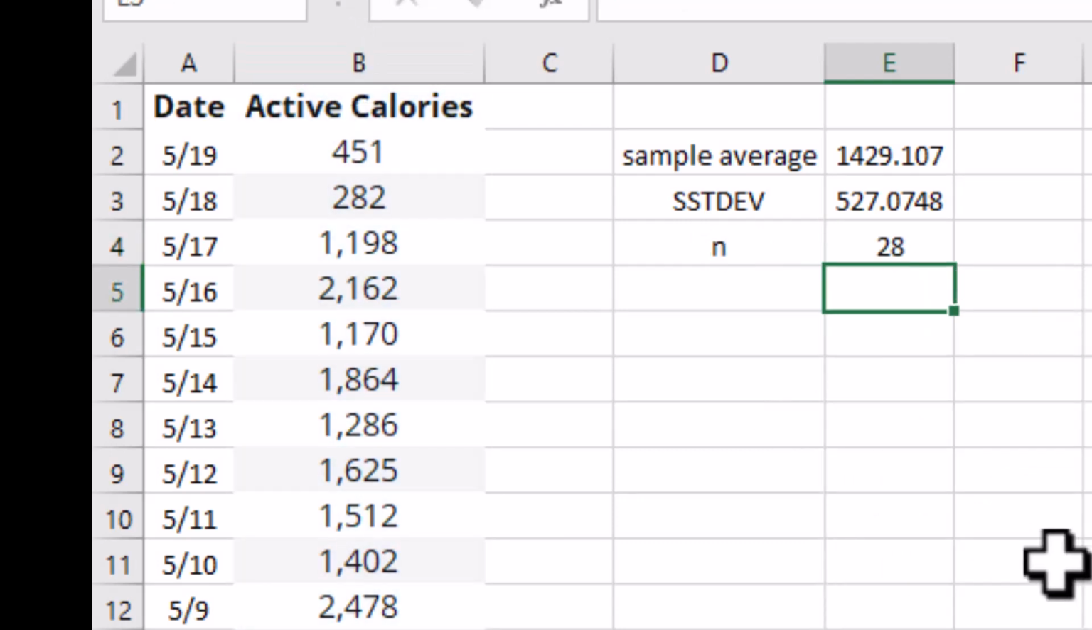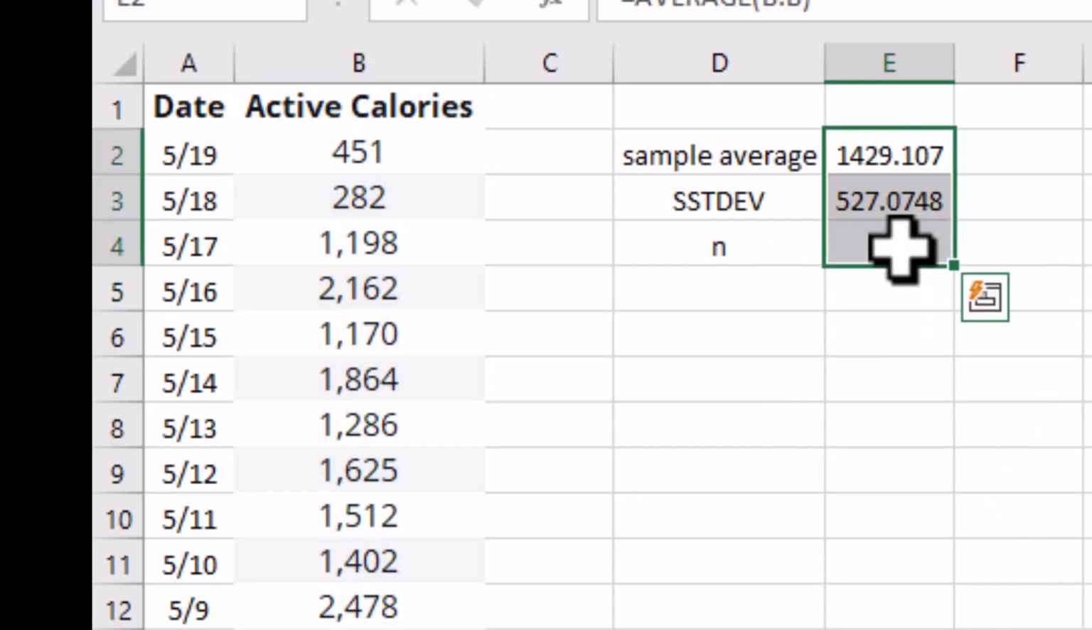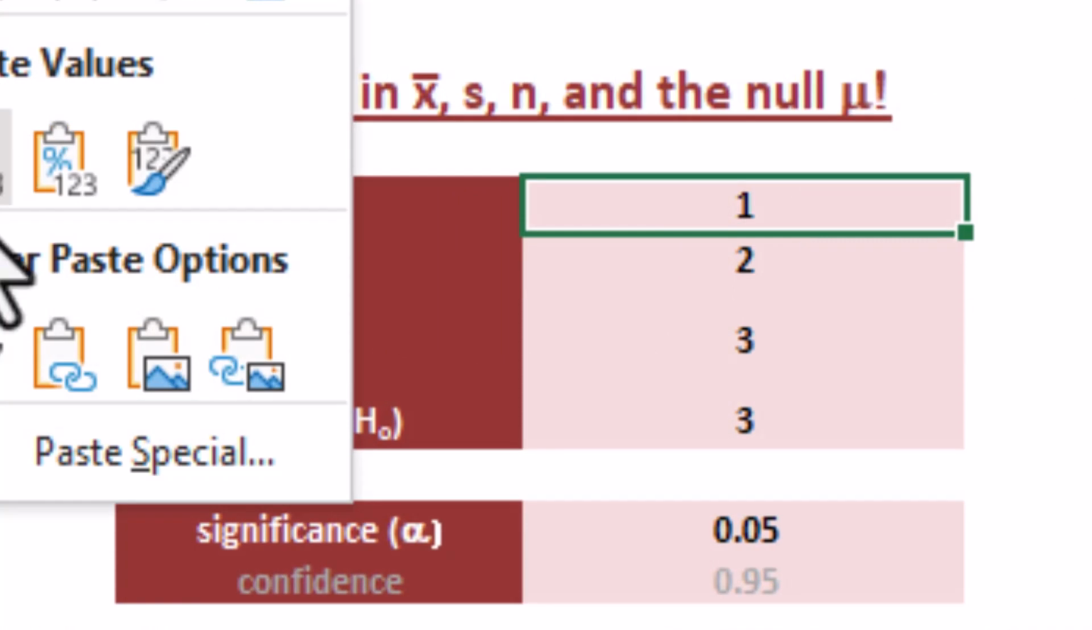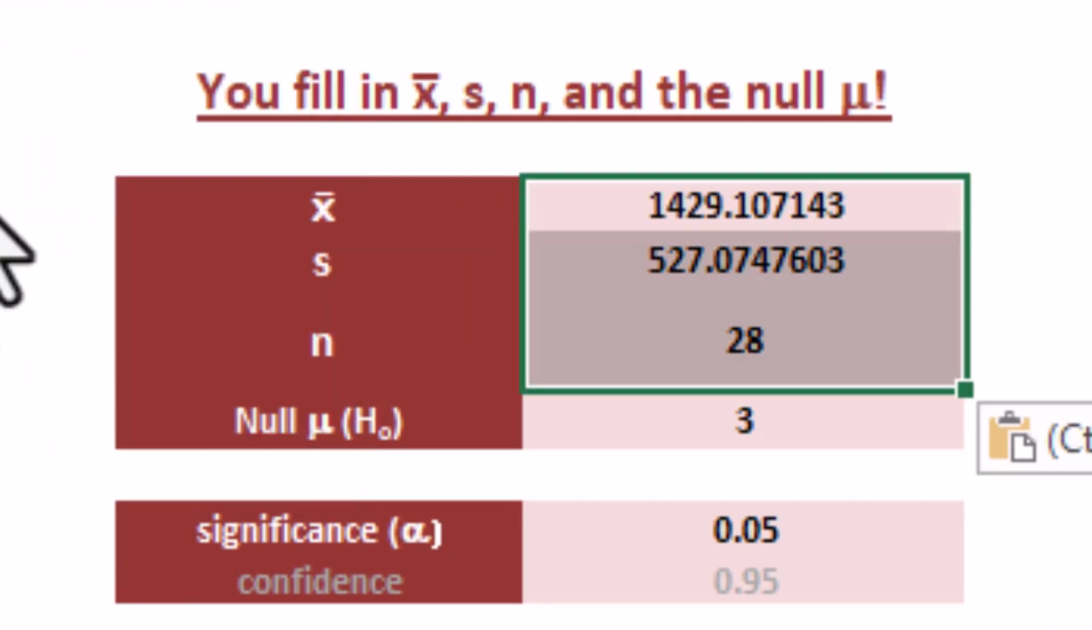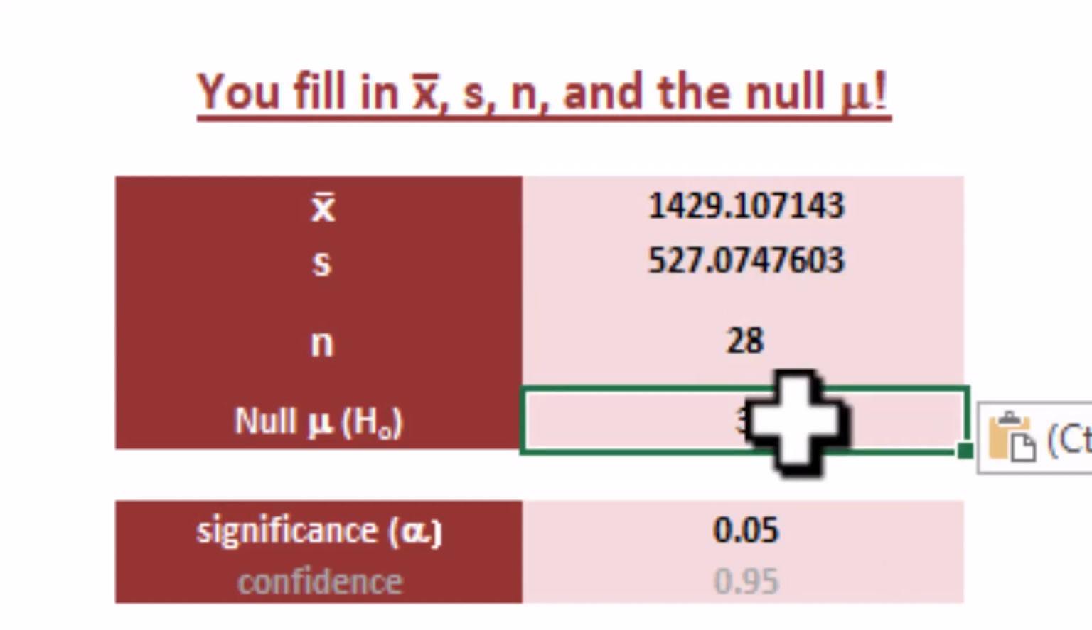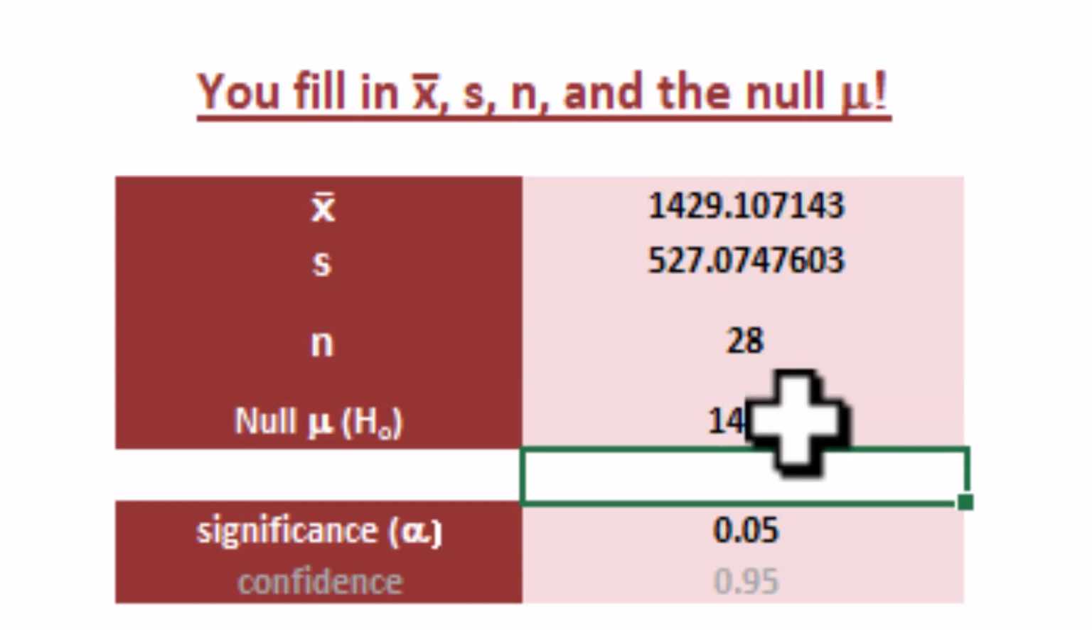All right, so I'm going to grab those three values, and I'm going to come over here. I'm going to drop them in. Remember to paste values if you're doing it this way, so it doesn't paste the formulas in. Okay, beautiful. All right, now we are going to test against the null hypothesis of 1,400, not 3. I'm clearly burning more than 3 calories. Let's test it against 1,400 calories at 5% significance, 95% confidence.